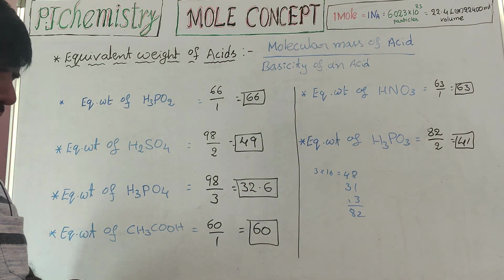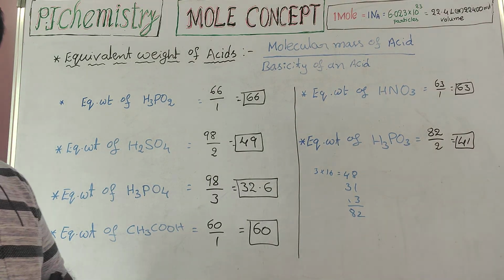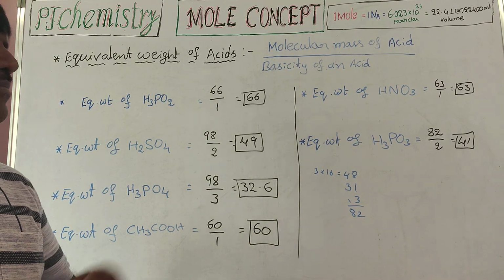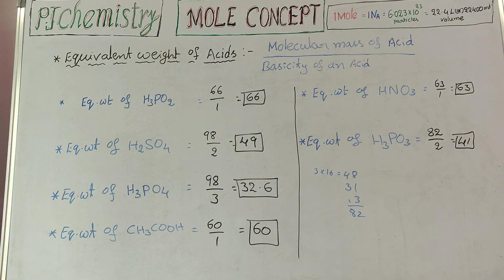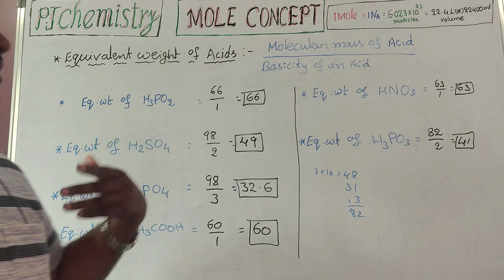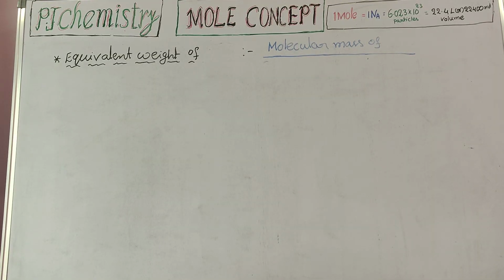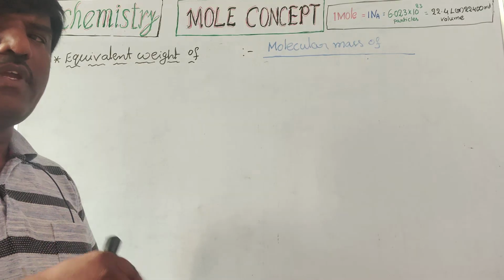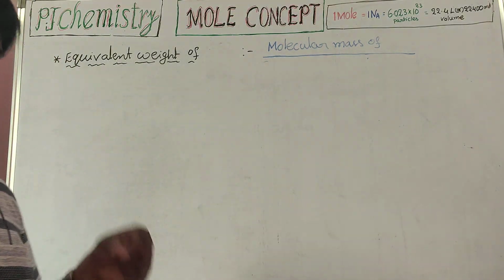Children, this is the way to calculate equivalent weight for acids. Here we mainly should know the basicity of an acid, because molecular mass everyone will calculate, no problem, but if you find the basicity of an acid correctly, it is easy to calculate. Next, we are going to discuss the continuation, equivalent weight for base. Till now we discussed acid, now we are going to discuss base.